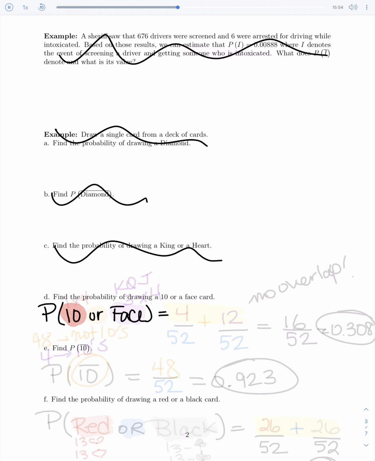Remember, there's only one 10 in each suit, and then there are 4 suits, so that's a total of 4 10s in your total deck of 52 cards. Just like before, the OR means that we're going to add things up.